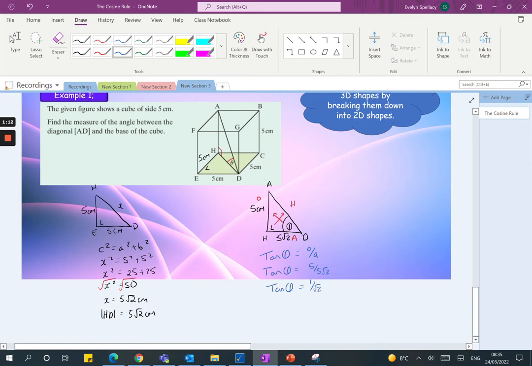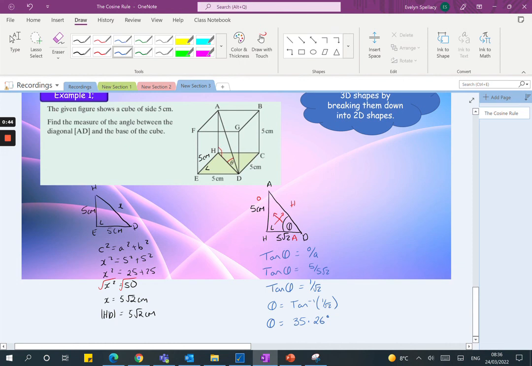To find theta now I need to bring tan across, so I have theta is equal to tan inverse of 1 over root 2, which I can now put into my calculator, again making sure that your calculator is set in degrees mode. And tan inverse of 1 over root 2 gives me 35.26 degrees, which is my final answer here because that's what they wanted, was this angle here.